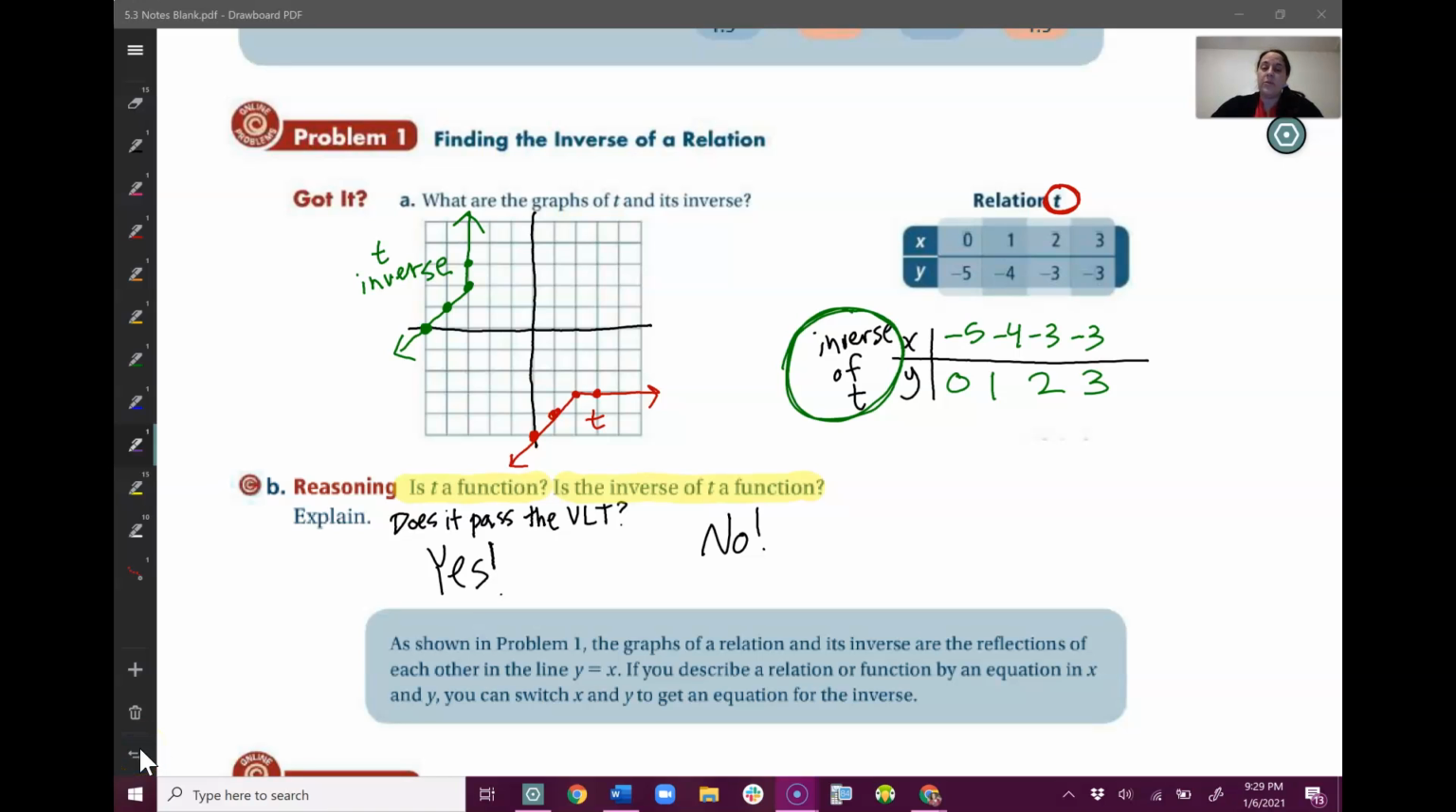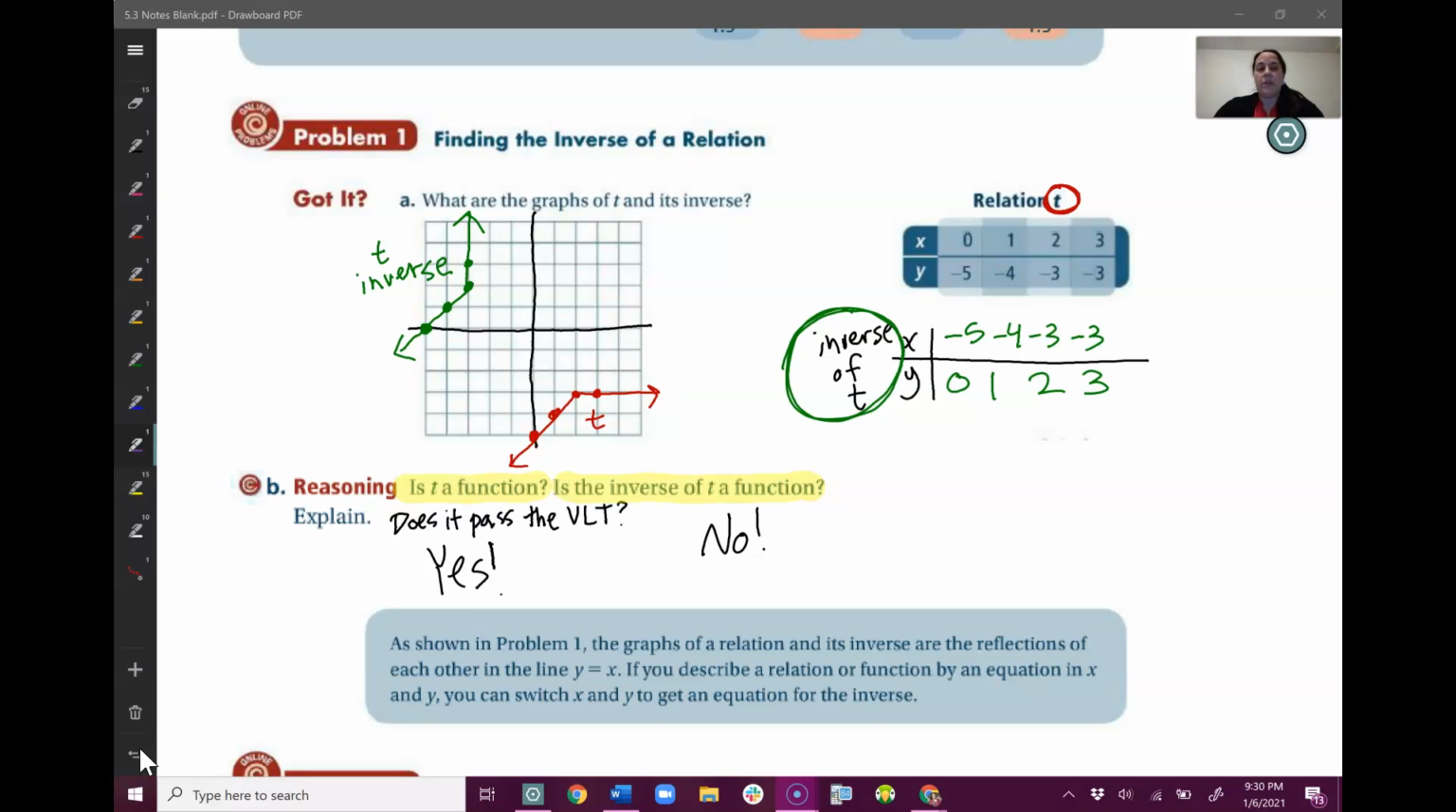Welcome to part 2 of our 5.3 lesson. In this part of the lesson, we're going to look a little closer at these graphs that we drew in the first part of the lesson. So I'm looking at this red and green graph that I drew.